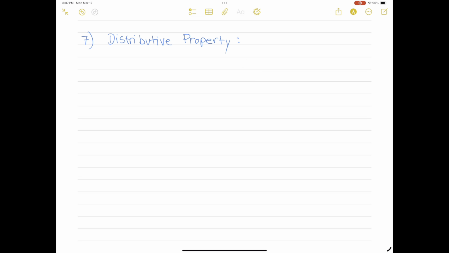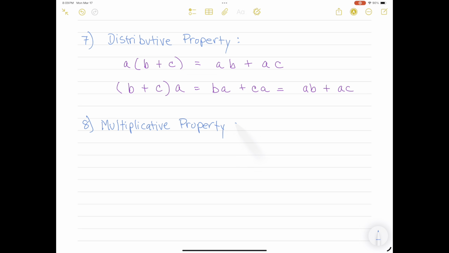Number 7, distributive property. A, open parenthesis, B plus C, close parenthesis, equals A times B plus A times C. And, open parenthesis, B plus C, close parenthesis, times A equals B times A plus C times A, which equals AB plus AC. Number 8, multiplicative property of 0. A times 0 equals 0, and 0 times A equals 0.